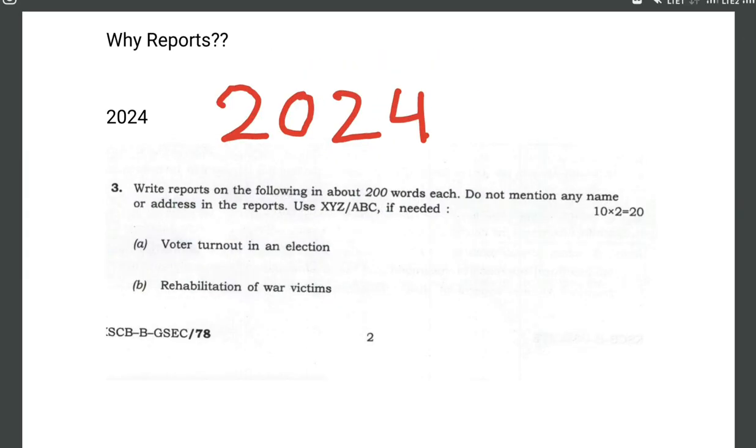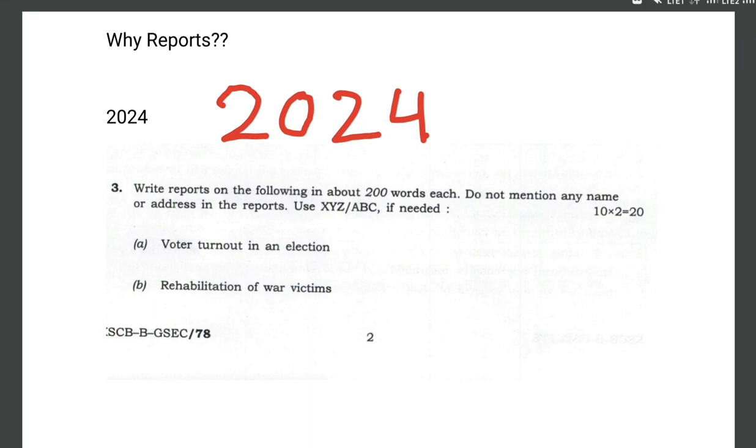Last year in 2024 these two reports were asked. How I approached this was, first of all you have to assume yourself as a reporter, editor, or a correspondent who is writing to your superior, and then you approach the report. See here, voter turnout in an election is a very vague topic. So you'll have to create a scenario in your head and write about it, such as rehabilitation of war victims. Here it is not mentioned what war and what victims.